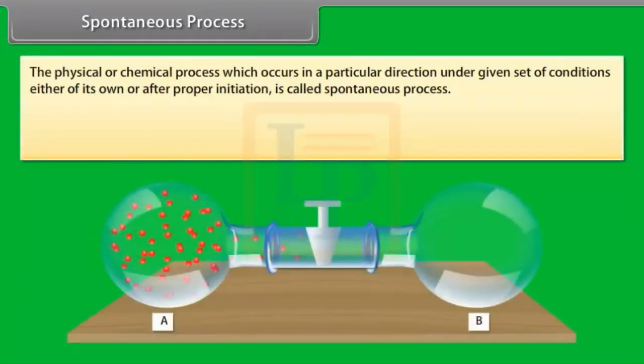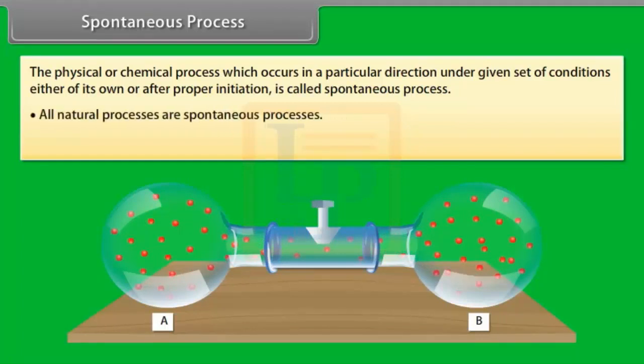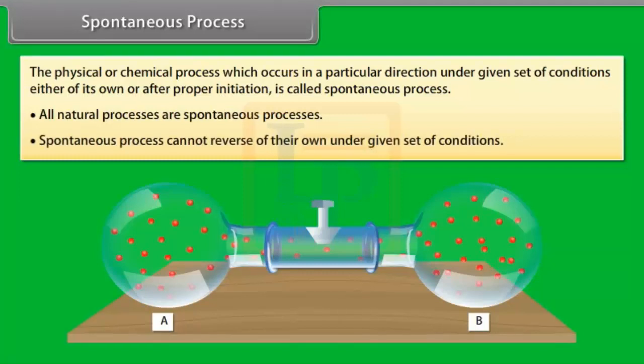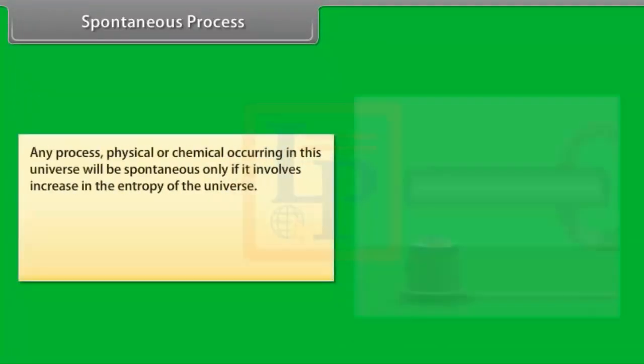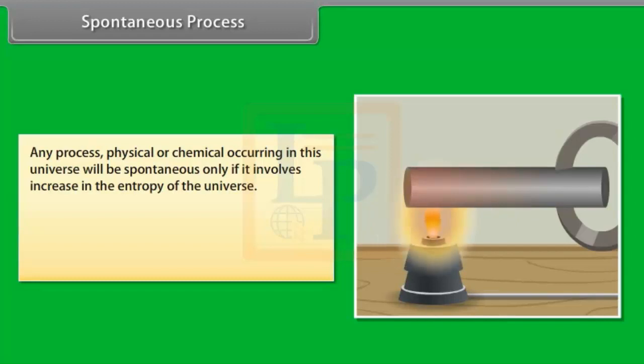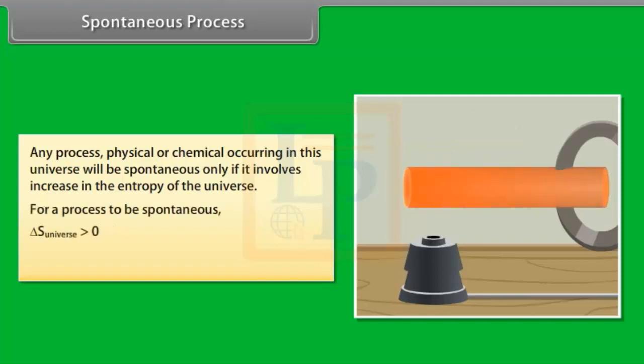A spontaneous process. The physical or chemical process which occurs in a particular direction under a given set of conditions, either of its own or after proper initiation, is called a spontaneous process. All natural processes are spontaneous processes. A spontaneous process cannot reverse on its own under the given set of conditions. Any process, physical or chemical, occurring in this universe will be spontaneous only if it involves an increase in the entropy of the universe. For a process to be spontaneous, delta S universe must be greater than 0. If delta S total is equal to 0, then it implies an equilibrium state.